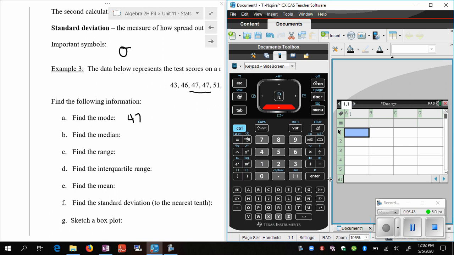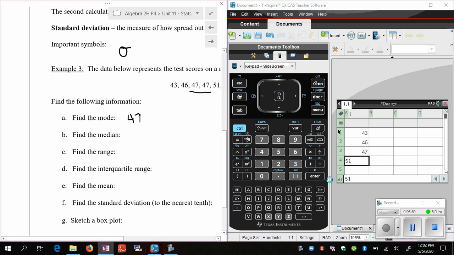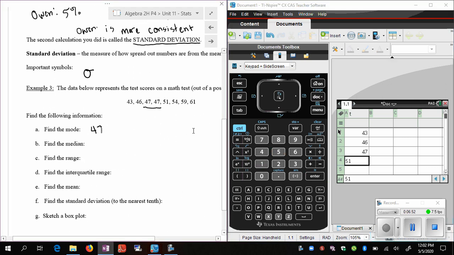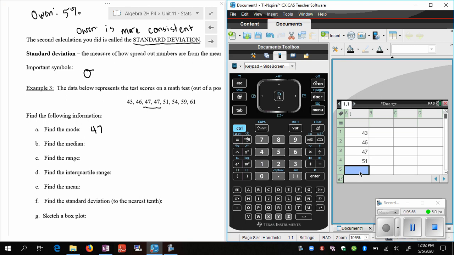So the scores we have are 43, 46, 47, 51, 54, 59, 61, and I missed one. You can see that I forgot to type in the number 47 twice. The nice thing is I don't actually have to get this in the exact order that was listed there. So if I just tack on the 47 at the end, that's okay.